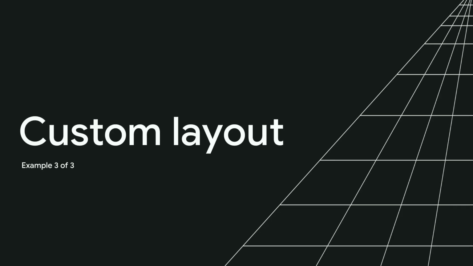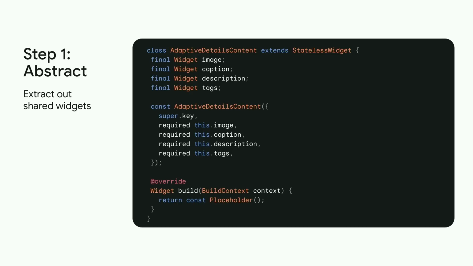For our last example, let's build a custom layout for our image details view. We'll put our caption, description, and tags below the image if our container is not very wide, and to the right side of the image if it is wide enough. So following that process again, let's extract the shared widgets to allow for reuse. In this case, it's the image, caption, description text, and tags widgets.